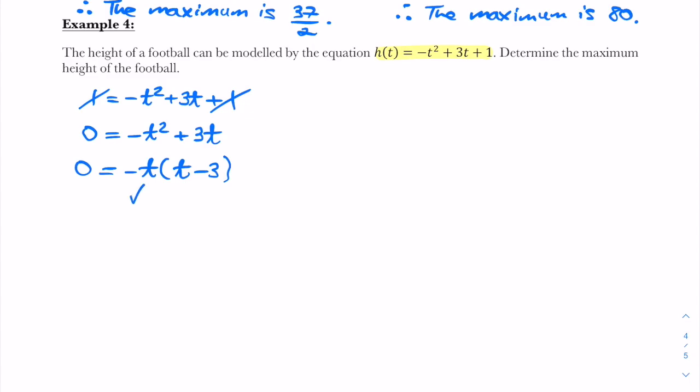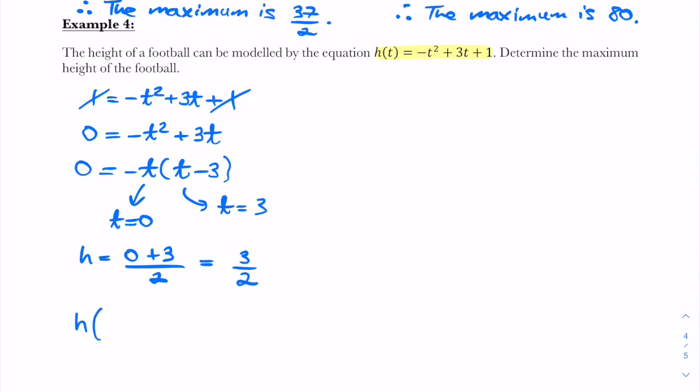And now we solve this by factoring just like we've done before. So we get two solutions. The first one is t equals 0. The second one is t equals 3. The vertex will be at the midpoint of these two values. So h equals 0 plus 3 all over 2. That simplifies to 3/2. And finally, to get the maximum height, we just plug this into the equation.